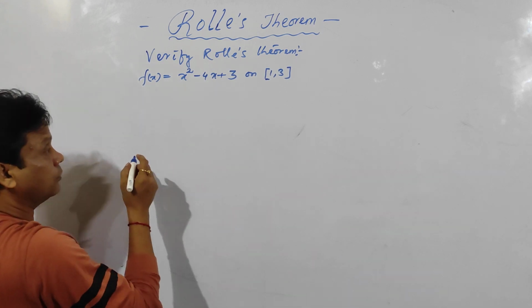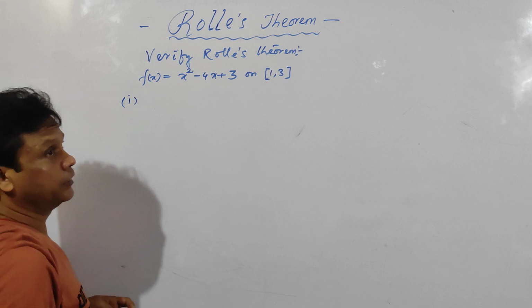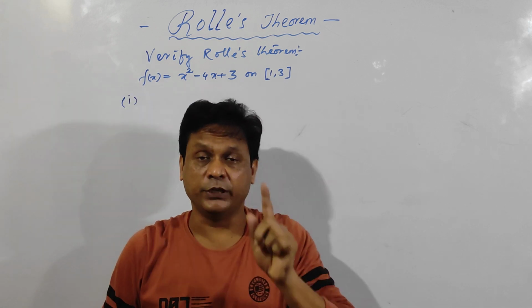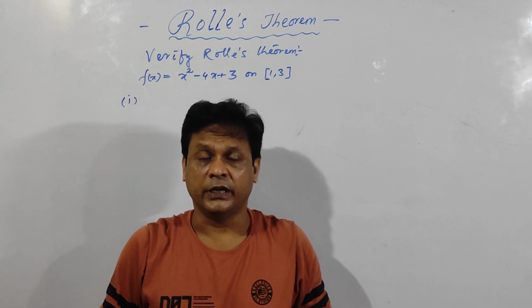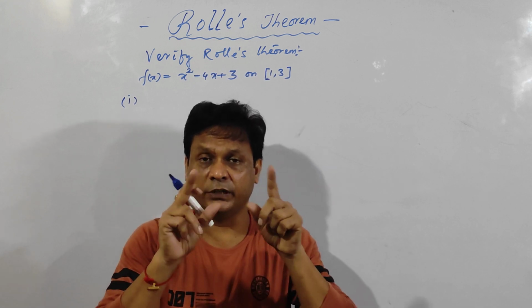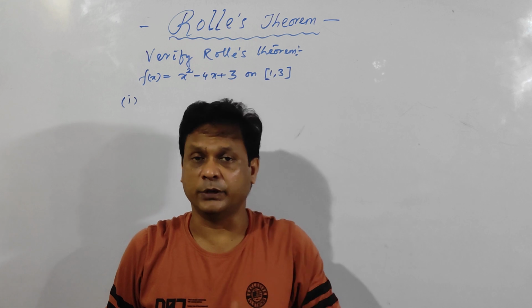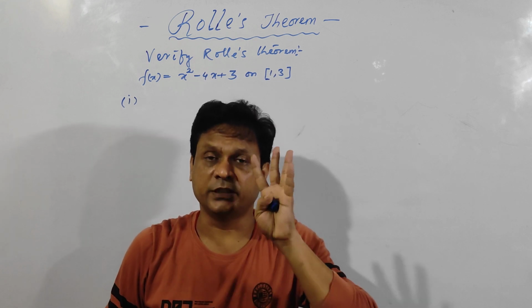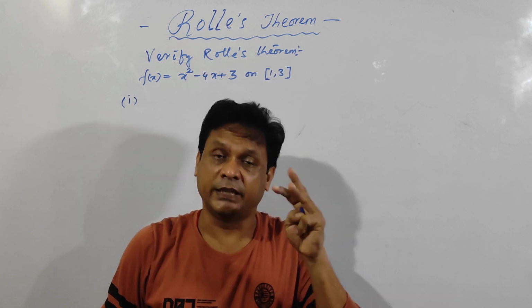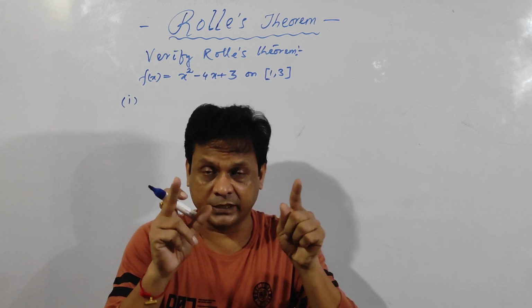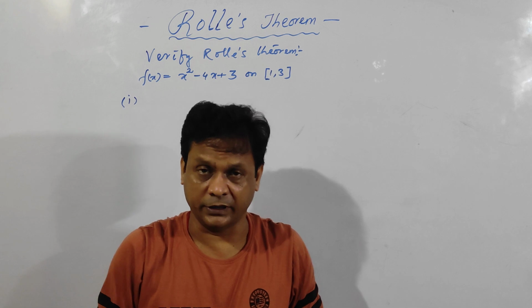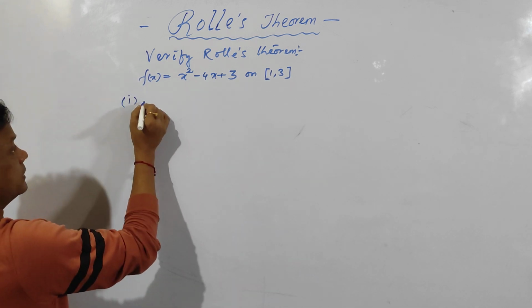So, according to Rolle's theorem, there are three conditions. B1, it is continuous in the closed interval [a, b]. B2, it is differentiable in the open interval (a, b). And B3, f of a is equal to f of b. First of all, these three conditions should be satisfied. Then we will verify that f dash c must be equal to 0. What is c? c is any real number between a and b.